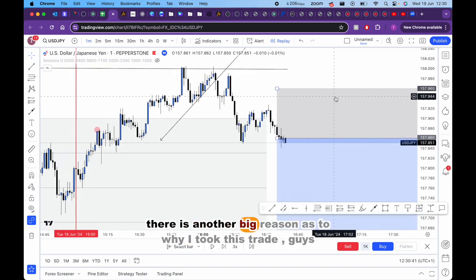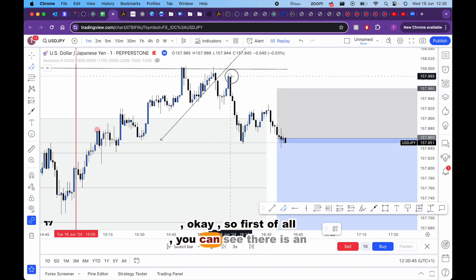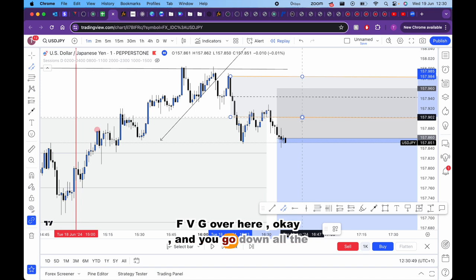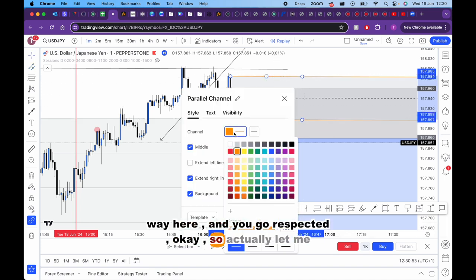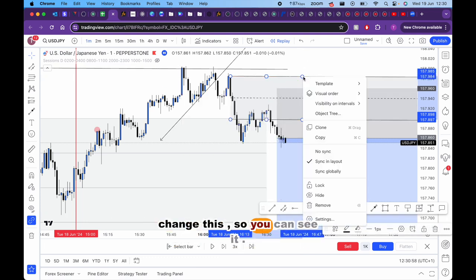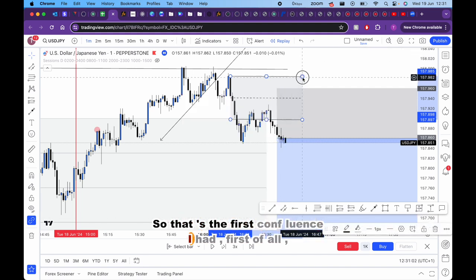And there is another big reason as to why I took this trade, guys. So first of all, you can see there is an FVG over here, and it got down all the way here and it got respected. So actually let me change this so you can see it. So that's the first confluence I had.